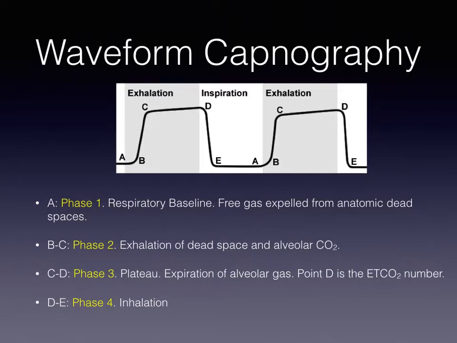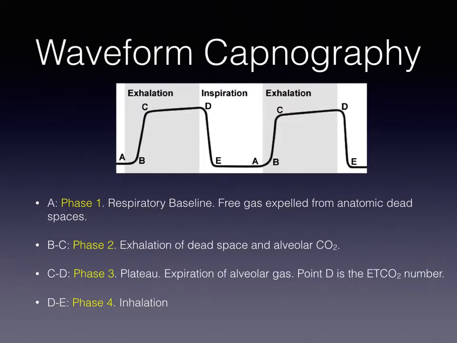In phase two, through exhalation, we start to see things elevating there, and you see a very steep rise. That's exhalation of the dead space, and now we get the alveolar CO2. And so as that alveolar CO2 starts to be expired, we're going to see a rapid rise in the amount of carbon dioxide in that air, and that will be measured up to about C. Now from C to D, that's what we call the plateau. Here you have expiration of only alveolar gas, and again, that's very high in CO2, and the number will start to rise a little bit.